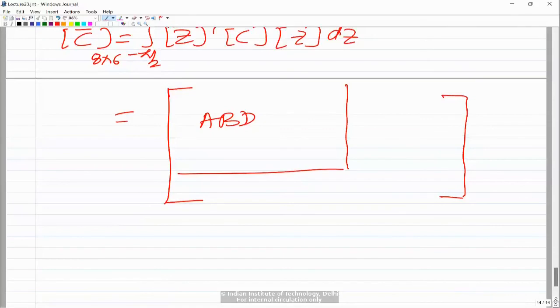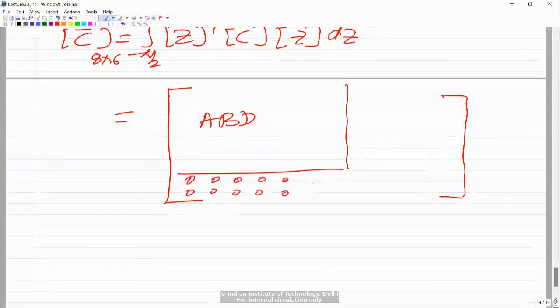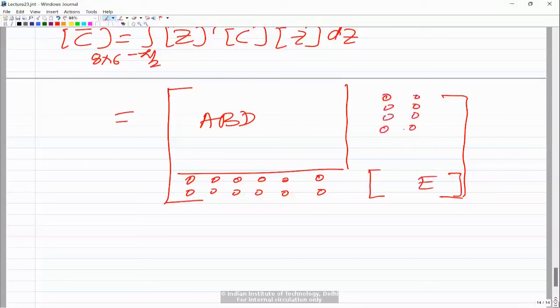For you, just take it as the ABD first 6 by 6 matrix, and the rest would all be 0 here. So you will have 0 0 0 0. That's how this matrix would look. Then the last 2 rows and columns I am calling the E matrix. Here also you will have 0s, so these elements are going to be 0. So the first 6 rows and columns I am calling the ABD matrix.